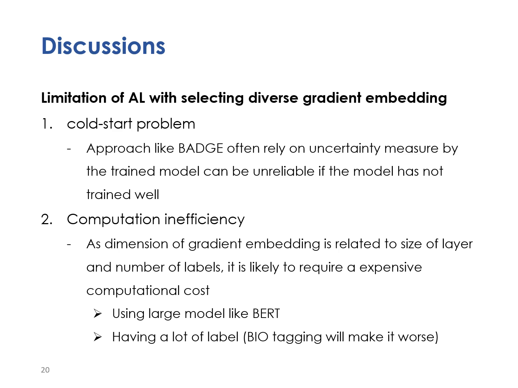However, there still remain limitations in our approach. First one is the cold start problem. Approaches like batch often rely on uncertainty measured by a trained model, which can be unreliable if the model has not been trained well. Second is computation inefficiency. Selecting diverse gradient embeddings requires a high computation cost. As the dimension of the gradient embedding is related to the size of the layer and the number of labels, it is likely to require expensive computation cost.